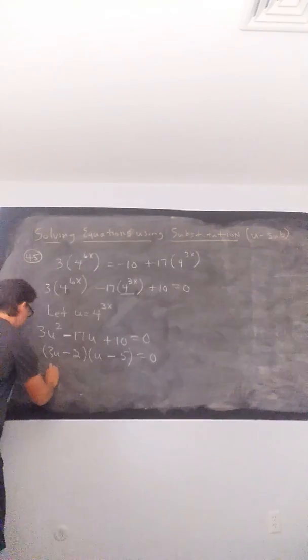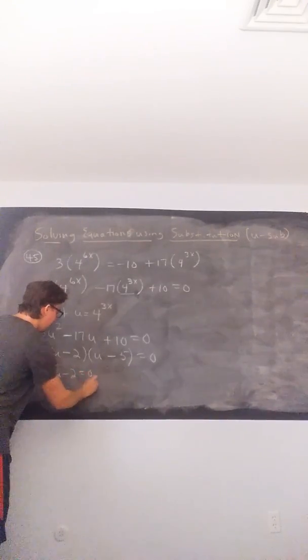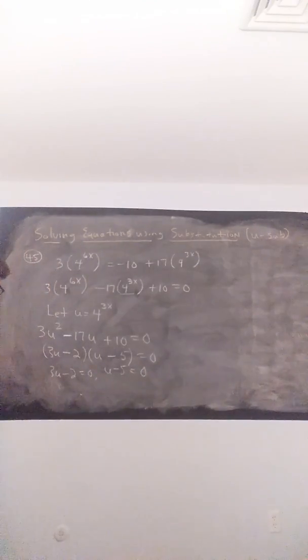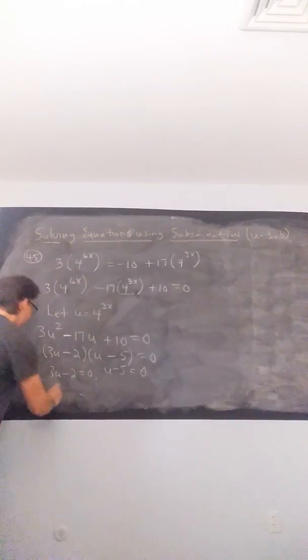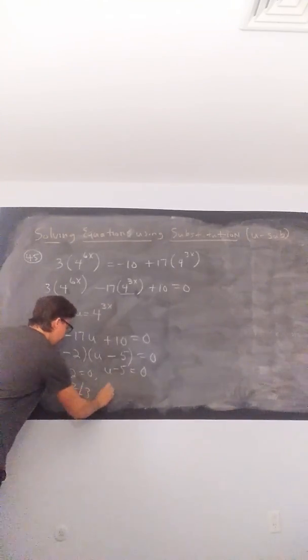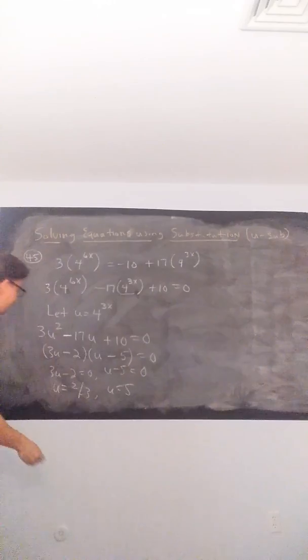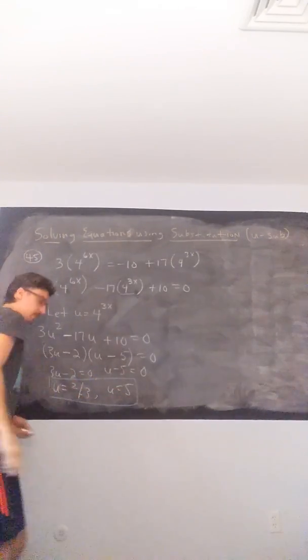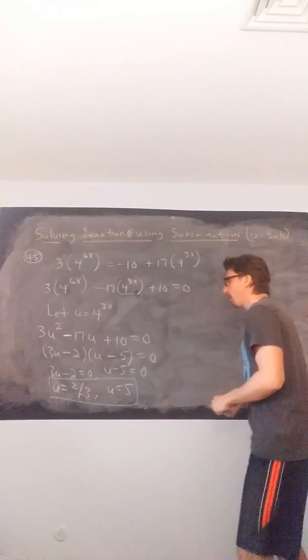So we're going to have 3u minus 2 is 0, and u minus 5 is 0. And we'll go ahead here and solve them. Over here, you're going to get u is 2/3, and over here, you're going to get u equals 5. Okay, so that's again solving for u.